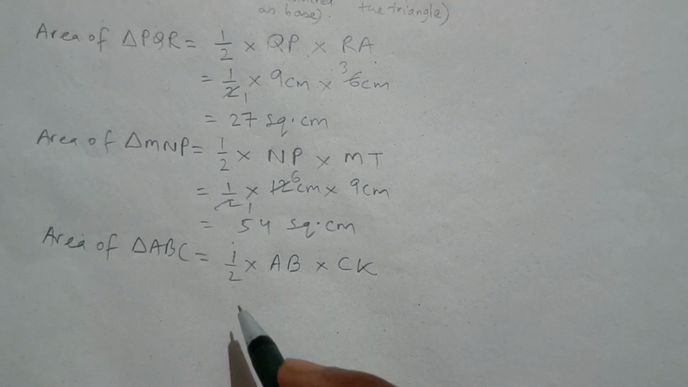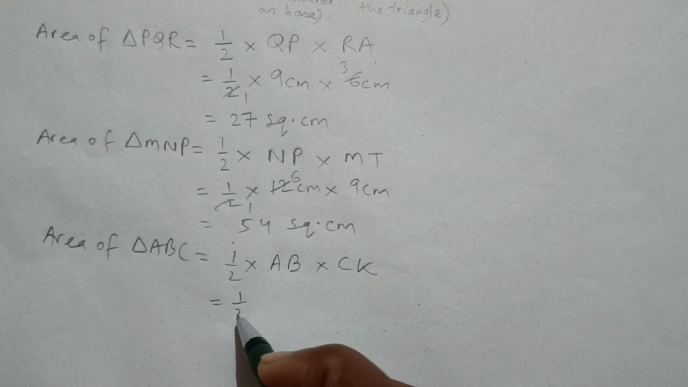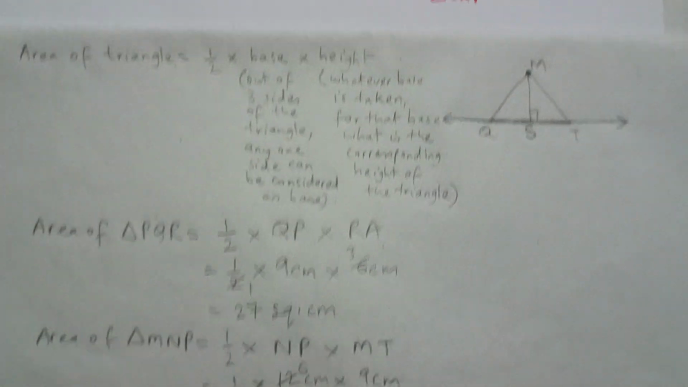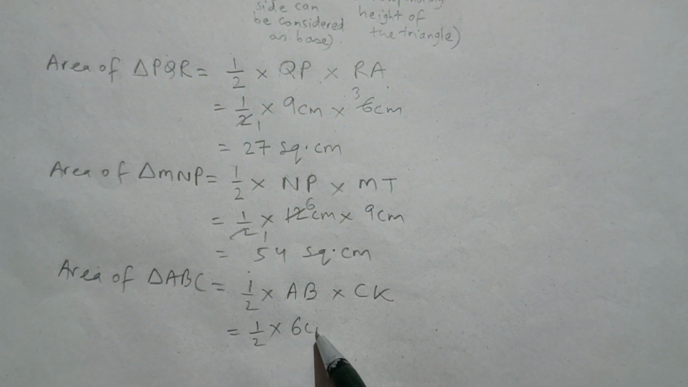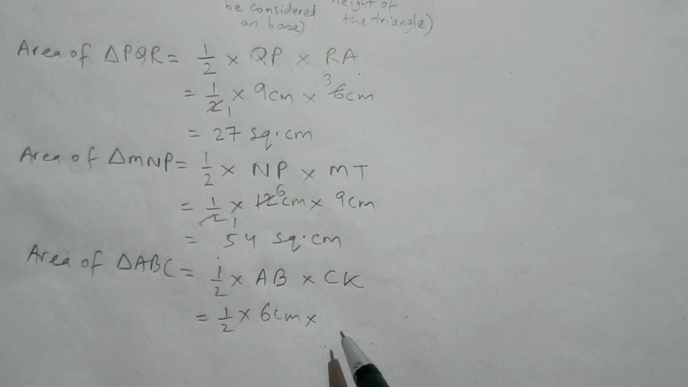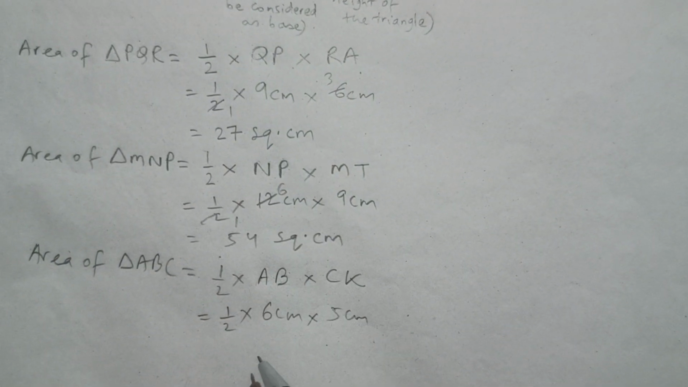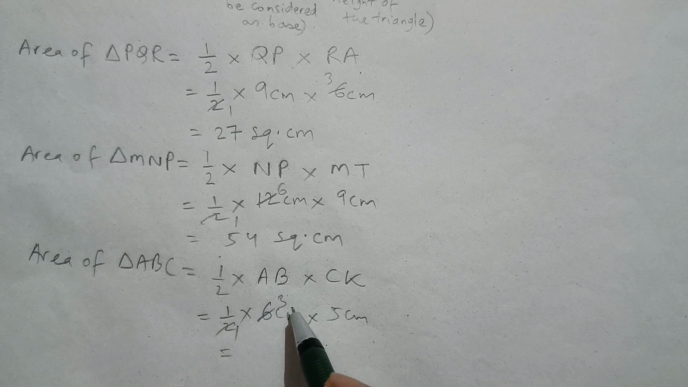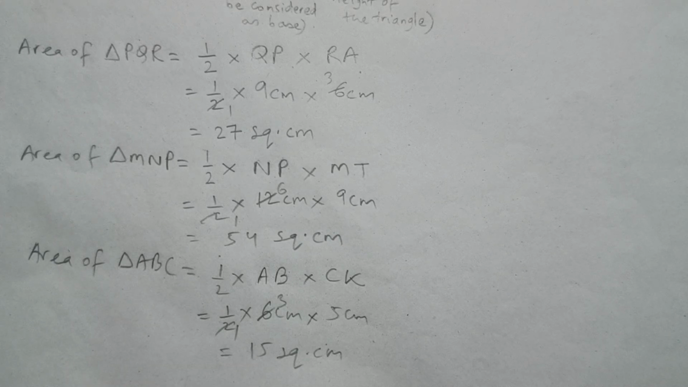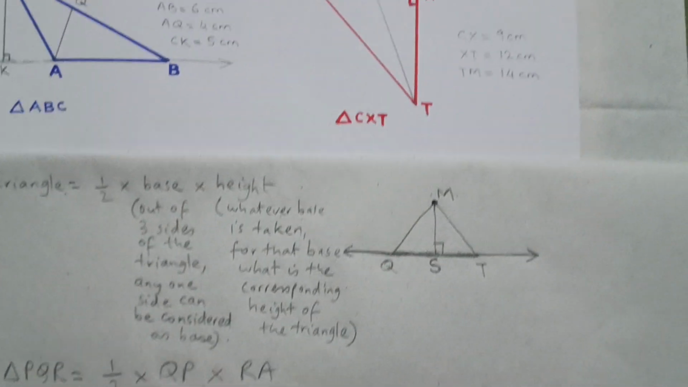So now let's substitute the values and solve it. So half into AB. AB is 6 centimeter, into CK. CK is 5 centimeter. So this will be half into 6 centimeter into 5 centimeter. So 2 ones are 2, 2 threes are 6. So 3 into 5 is 15. So 15 square centimeter. So area of triangle ABC is 15 square centimeter.